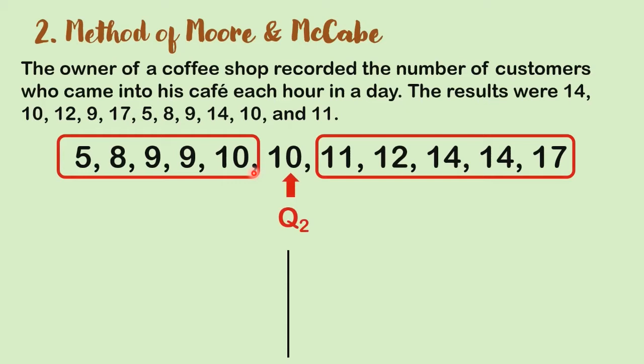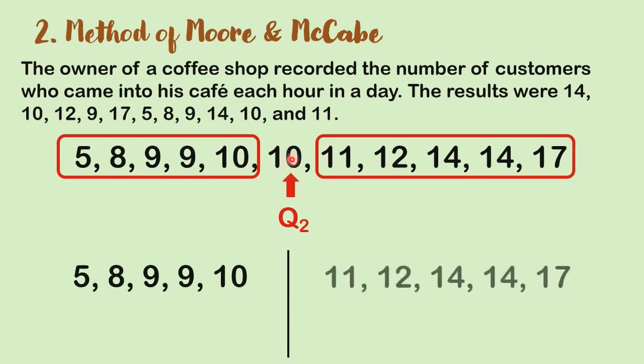Now, ang difference nitong second method natin, okay, method of Moore and McCabe from Tukey's method, yung first method natin kanina, is yung first half, eto lang yon. We don't consider the median. Hindi natin sinama yung isa pang 10. Yeah? Ganon din sa second half. Hindi natin isasama yung middle score or yung Q sub 2. Okay? We only have 11, 12, 14, 14, 17.